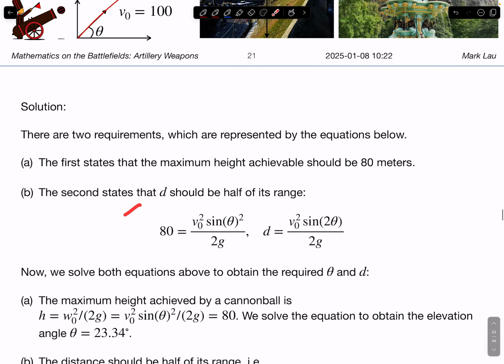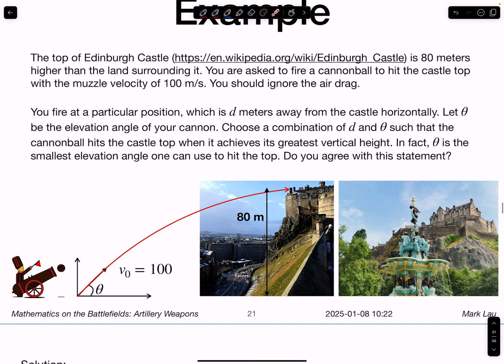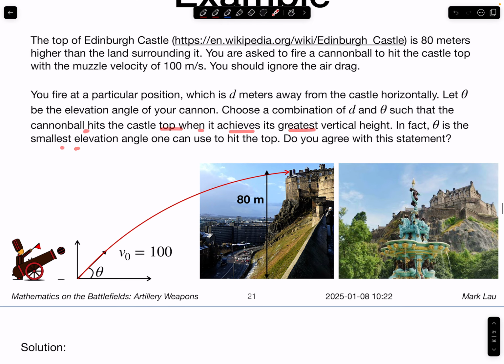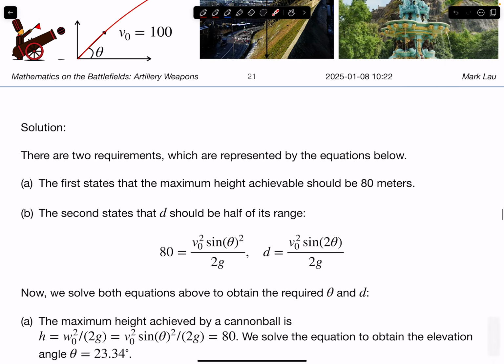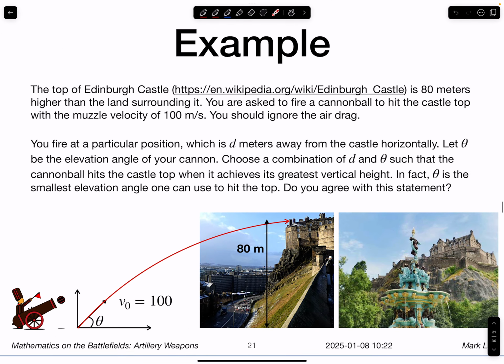What does this mean? I don't understand this. The second states that d should be half of its range. What? When did they say that? Such that.